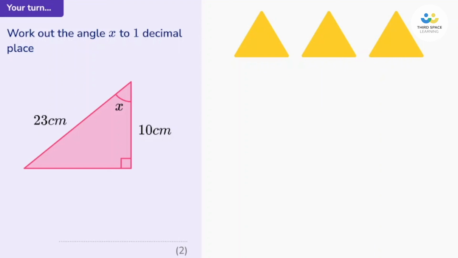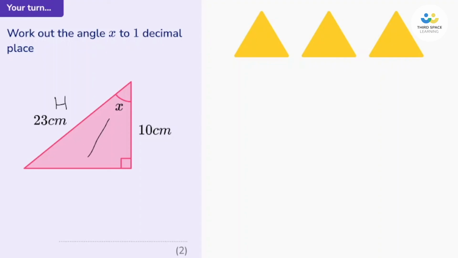Right, let's go through it. So it says work out the angle x to 1 decimal place. So we can see we have a right angled triangle, we know 2 sides, and we want to work out the missing angle. We can use trigonometry. Let's start by labelling our triangle. Well, the longest side is the hypotenuse, and we can always spot it because it's the side opposite that right angle.